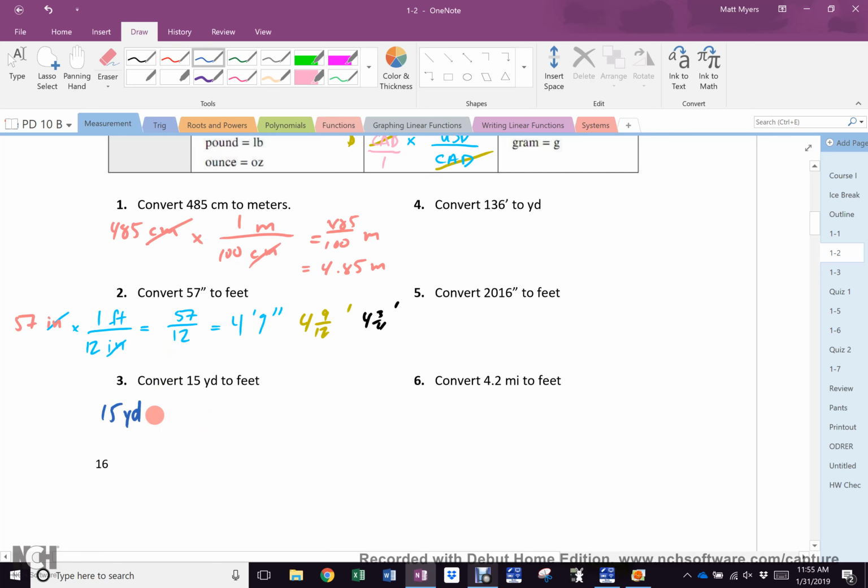15 yards. I multiply. I have feet is what I want. I started with yards. 3 feet, 1 yard. Cancel the yards. Cancel the 1. 15 times 3, 45 feet. Easy peasy lemon squeezy, right?